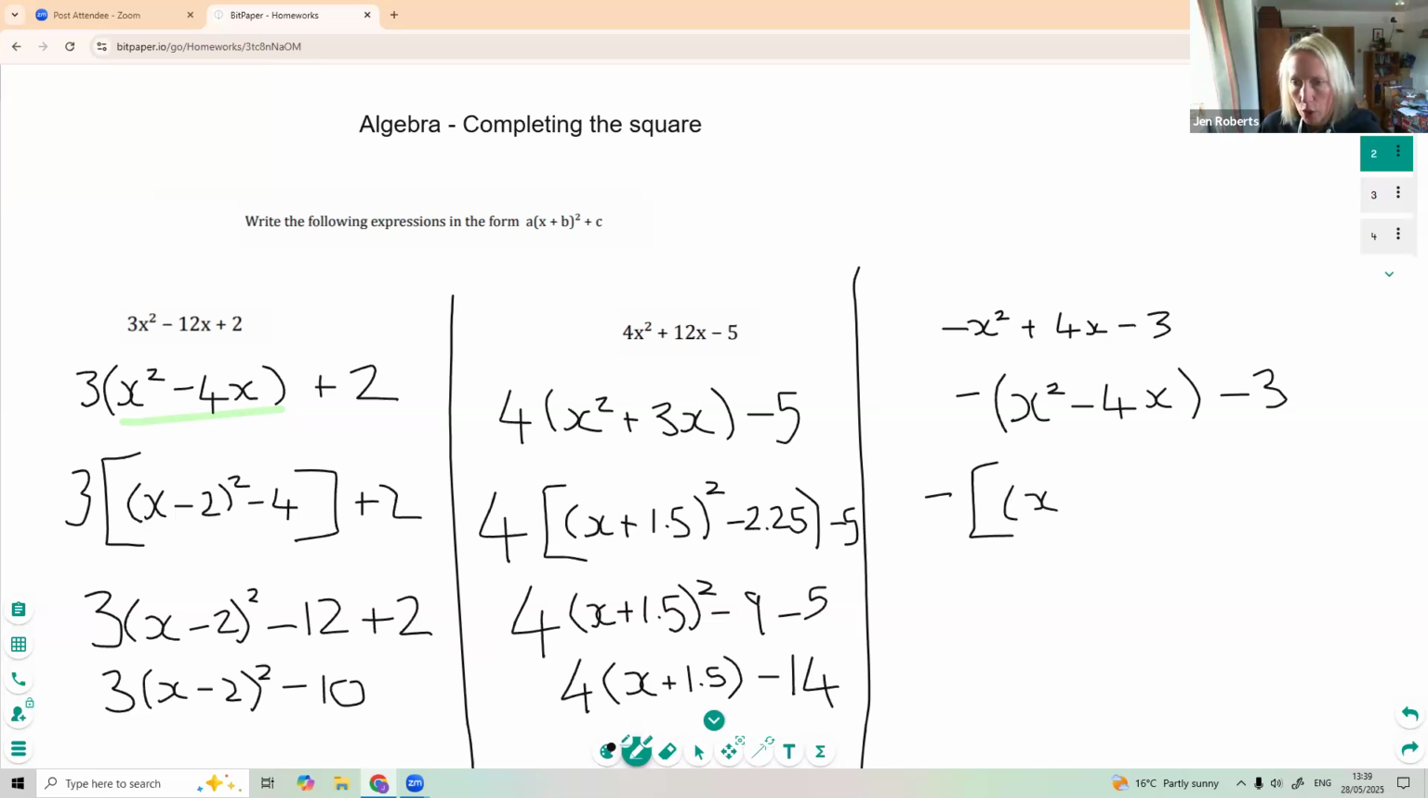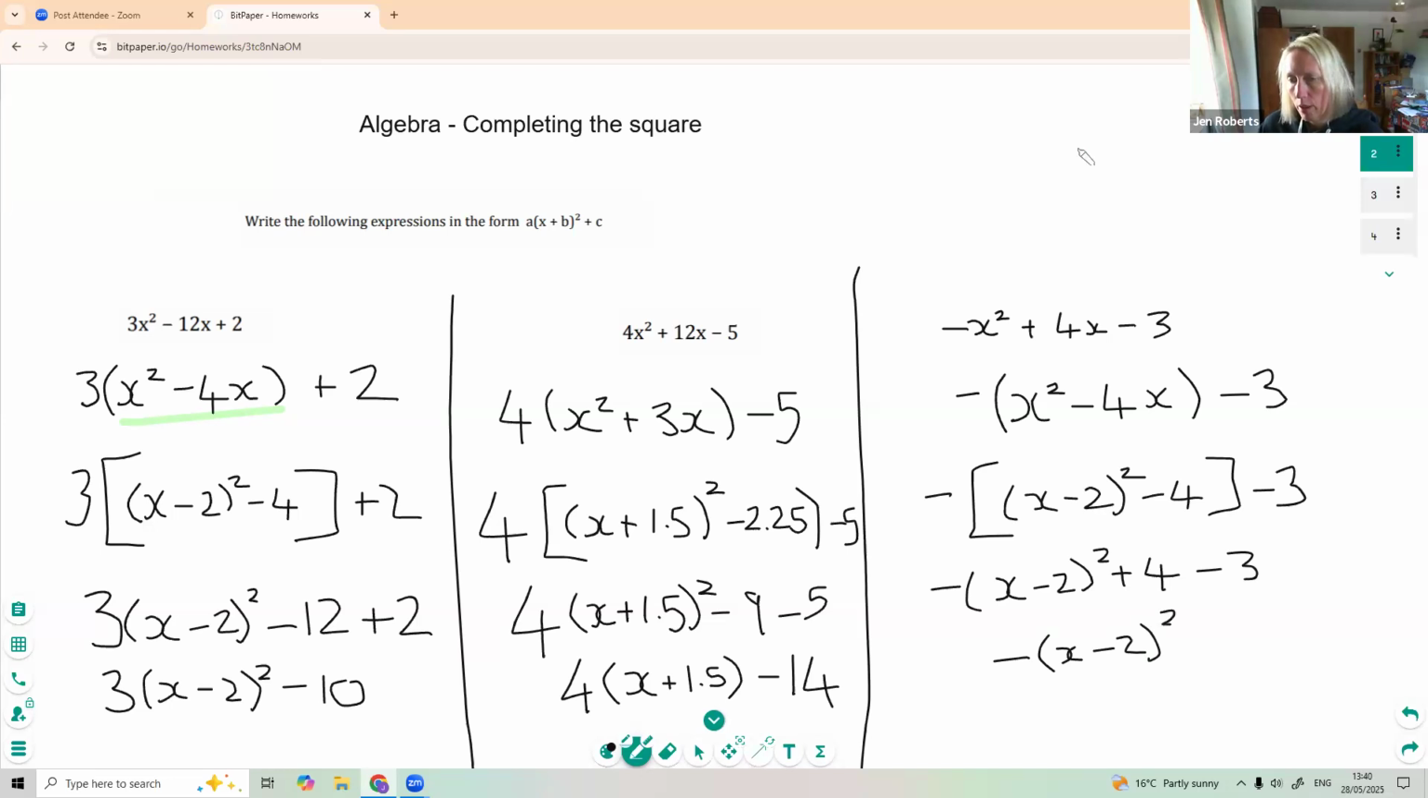Half of 4 is 2. Minus 2 times minus 2 is 4. Don't want it, let's take it off. And then expand the big brackets. So don't forget here, negative 1 times negative 4 is positive 4, which simplifies. 4 take away 3 is what?